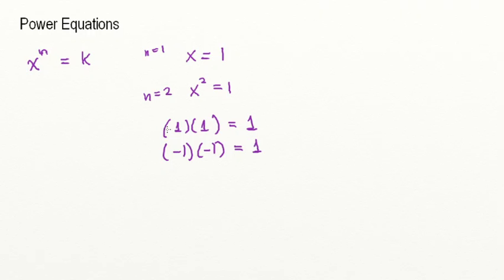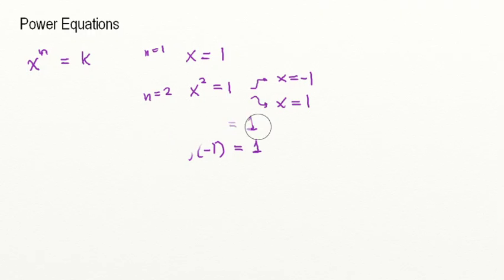So do you see that I've got two possible solutions for something squared is equal to 1? Either x equals 1 will give me 1 squared is equal to 1, or negative 1 squared will also be 1. So I've got two solutions here: x equals negative 1 and x equals 1.